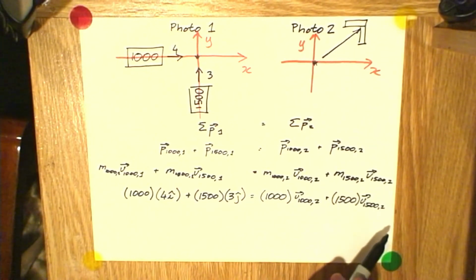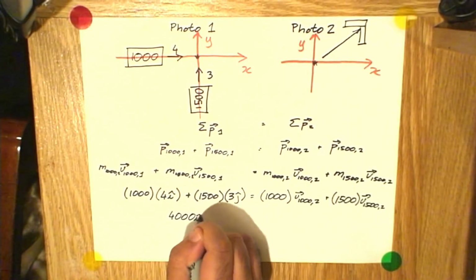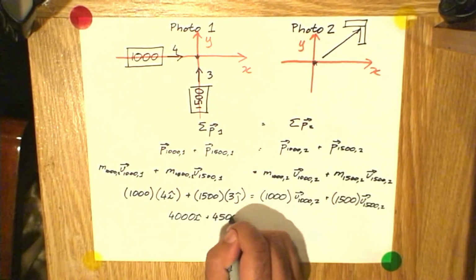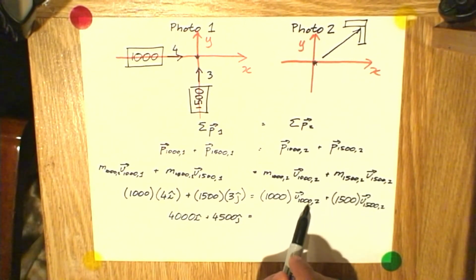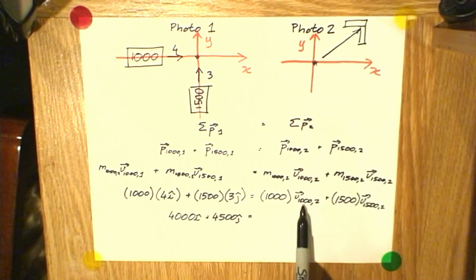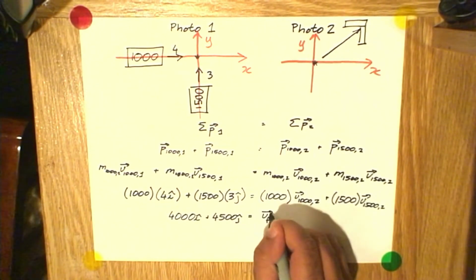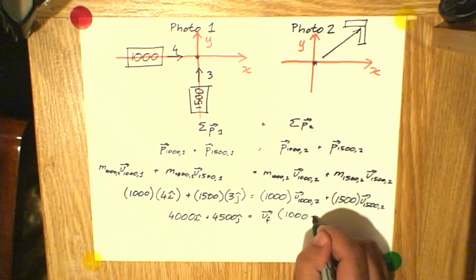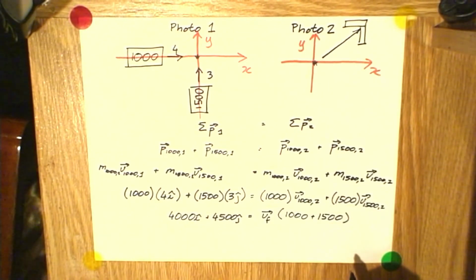Now let's start simplifying this. 1,000 times 4 will give us 4,000 i hat, plus 1,500 times 3 gives us 4,500 j hat. Now, we can simplify this right side because the velocity of the 1,000 and the velocity of the 1,500 will be equal to each other because they've stuck together. So we can take these two velocities and factor them out to produce a final velocity, which is based on the two masses, 1,000 plus 1,500. So it's sort of like a reverse distribution that we have done here.